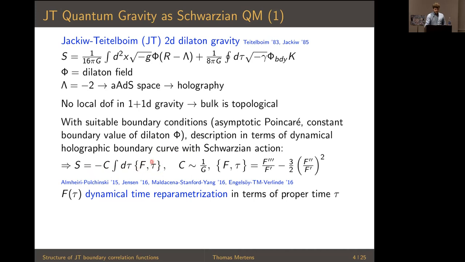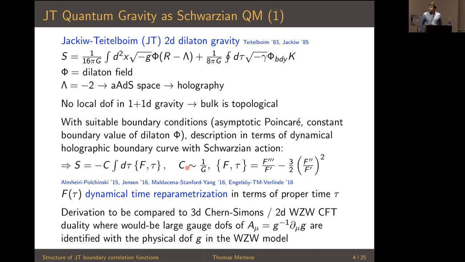So the Lagrangian itself is the Schwarzian derivative. To be very explicit, here is the expression. And there's a coupling constant, the Schwarzian coupling constant, big C, which is proportional to 1 over the 2D Newton's constant that we started with. So the dynamics is fully reduced to a boundary dynamics in terms of a single degree of freedom that we have here, f of tau, which you can think of as a dynamical time reparametrization of the boundary curve in terms of some proper time tau.